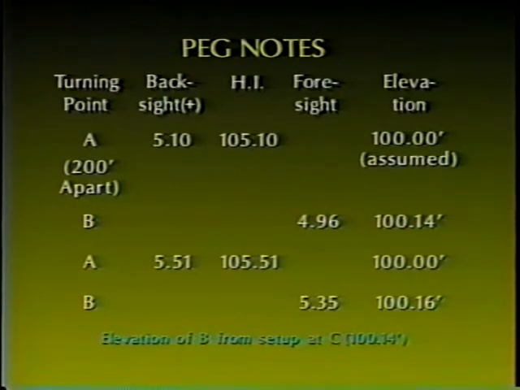Then, subtracting the foresight reading of 5.35 feet, the elevation of point B is 100.16 feet. Note that there is a difference of 2/100ths of a foot when comparing the two elevations for point B. This error is a result of the crosshairs in the level being misaligned. The error of plus 0.02 must now be removed from the level by mechanically moving the level crosshairs up 2/100ths to read 5.37 on the rod. The new reading on the rod will yield the correct elevation for point B.